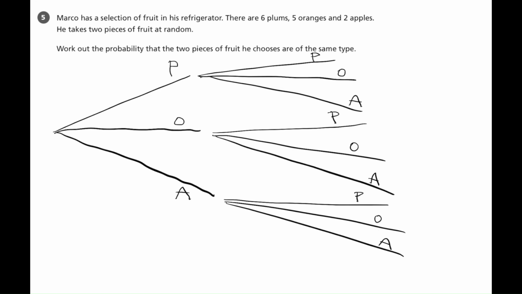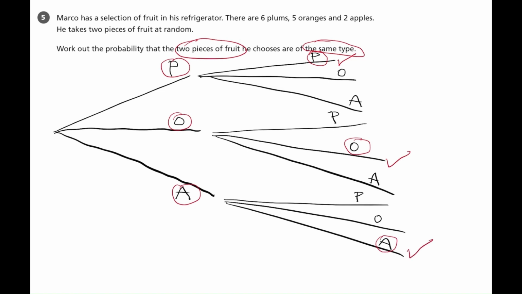We now look at the problem. Two pieces of fruit, we're looking at them being the same type. And as we look at our tree, we can see there are three ways that this can happen. Plum and plum, so we tick that route through the tree. Orange and orange, so we tick that one. And apple gives us a final route.